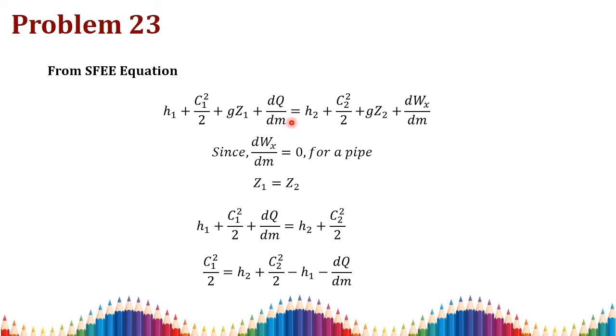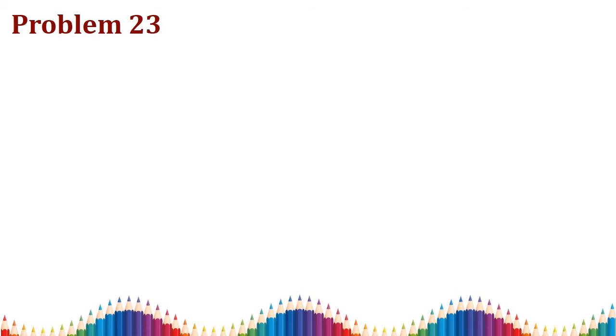And the datum levels are also equal, so we can equate the datum levels. Then your equation becomes h1 plus c1 square by 2 plus dq by dm, which is equal to h2 plus c2 square by 2. In this, we need to find c1. So by keeping c1 square by 2 on the left hand side and bringing all the terms to the right hand side, your equation will be c1 square by 2 equal to h2 plus c2 square by 2 minus h1 minus dq by dm.